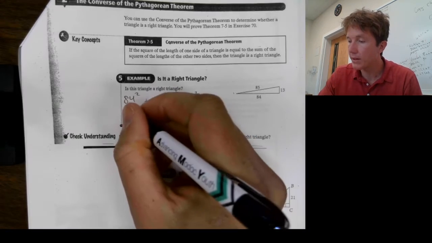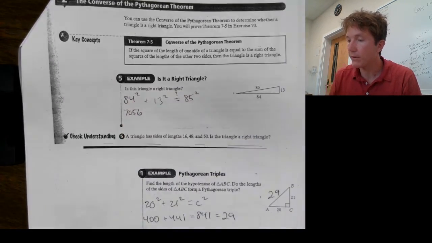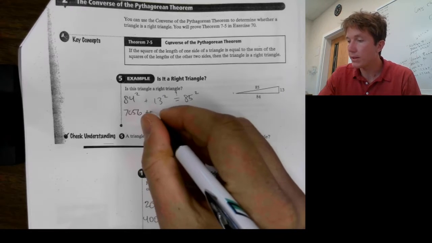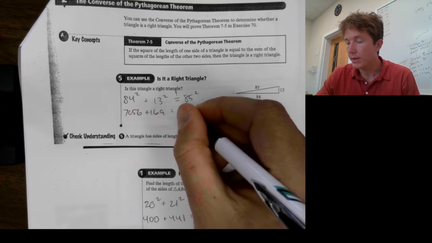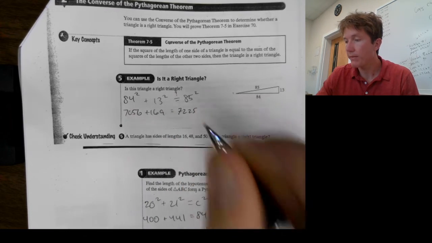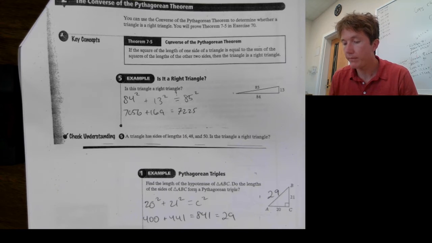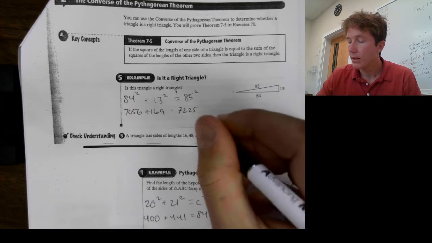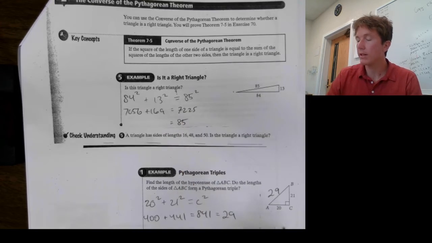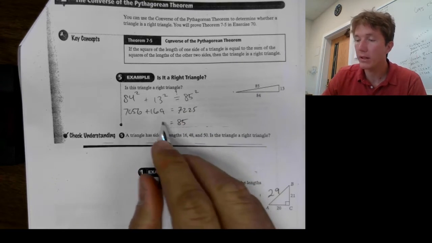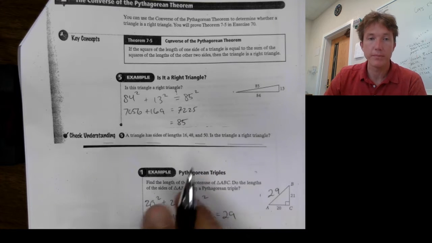84 squared is 7,056. 13 squared is 169. So that's equal to 7,225. I'll take the square root of that. And we are correct. Okay, so it is a right triangle because the Pythagorean theorem worked.